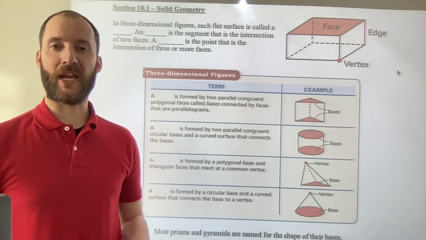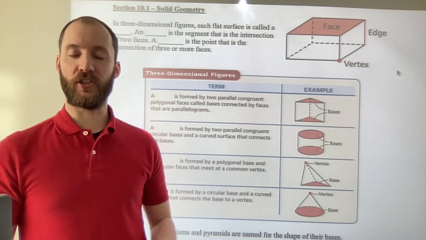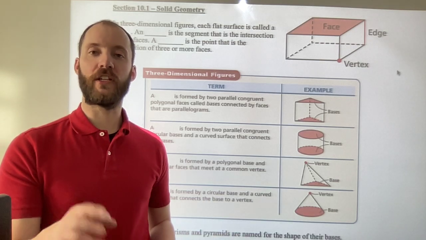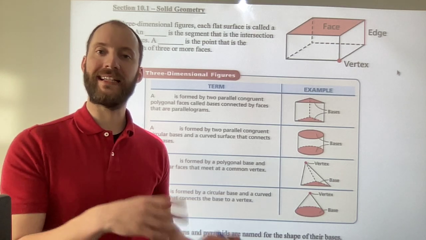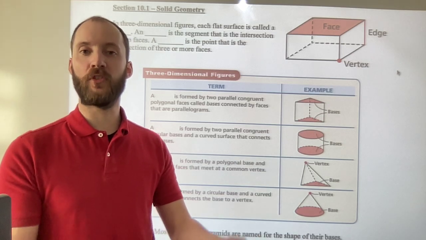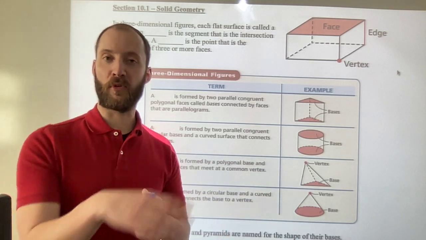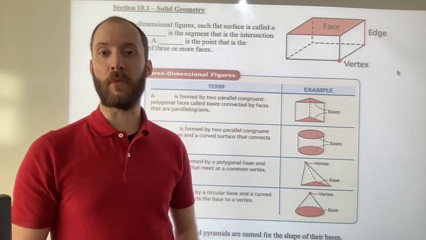Chapter 10, Spatial Reasoning. So we have built up to the third dimension. Starting the class, we use Euclid's undefined terms to look at points, lines, and planes. We use those to build up to 2 dimensions with a length and a width. And we looked at perimeter and area. Now we're going to build up to the third dimension.